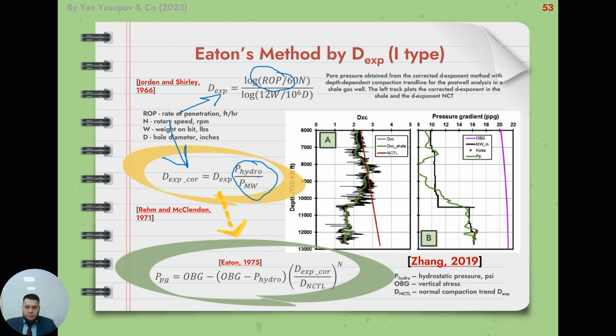Using the corrected d exponent, the empirical equation for pore pressure can be written similar to the resistivity or acoustic method. This is shown in green light in the lower part of the slide. The figure at the right part of the slide presents a post-well analysis in a shale gas well applying the corrected d exponent method to compute pore pressure. After calibration, the normal compaction trend line by the d exponent can be used for real-time pore pressure prediction.